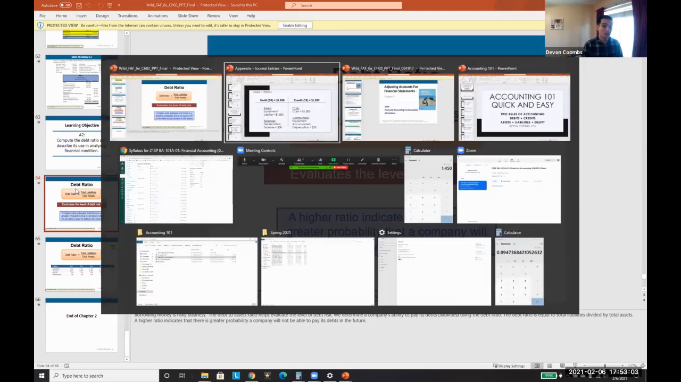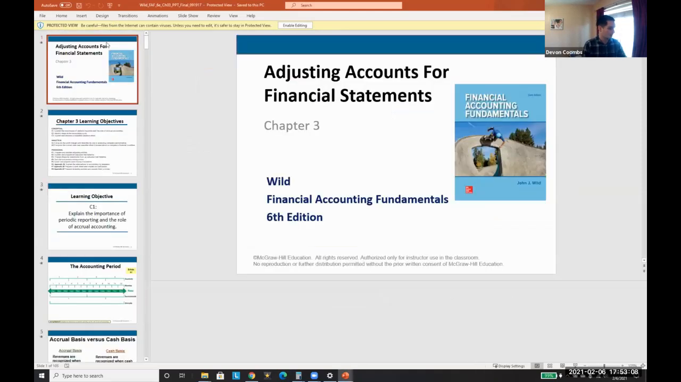Then we're going to go to the next one, and then we'll take a break after that. So the next one is chapter 3. This concept of adjusting entries, adjusting accounts.